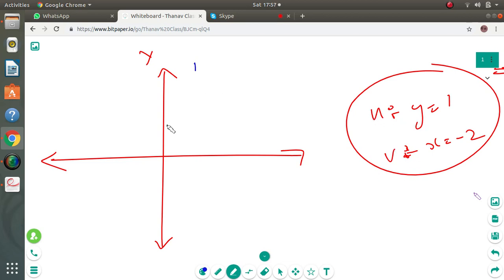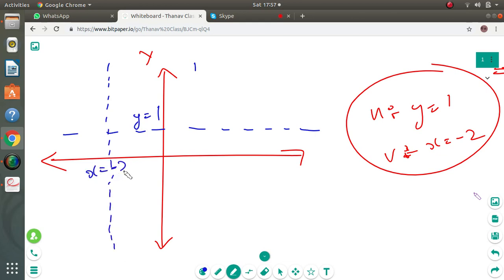Horizontal here we have y equal to 1. So it will never go past that. Vertical here we have x equal to minus 2. So now how do you draw the graph? The graph is coming out to be like this.